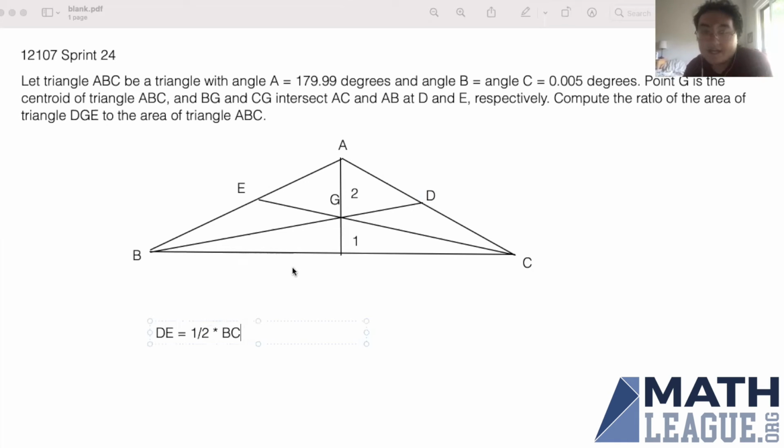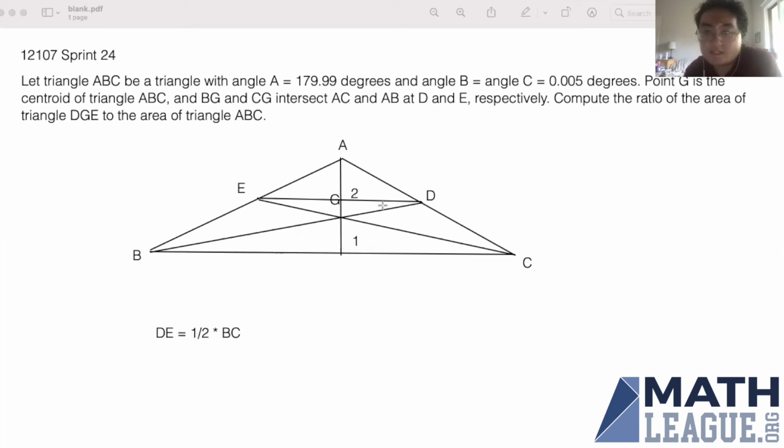And what about its height, the altitude of triangle DGE? Maybe we can use the fact that the centroid splits the median from A to the midpoint of BC. This altitude, it's also an altitude. It also splits this line segment into a 2-to-1 ratio, right? And therefore, the part of the height that lies below point G is 1/3 of the entire altitude, and so AG is 2/3 of that height.